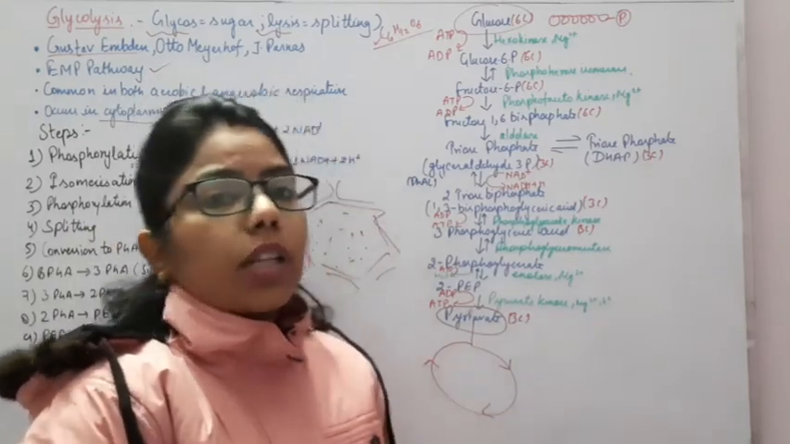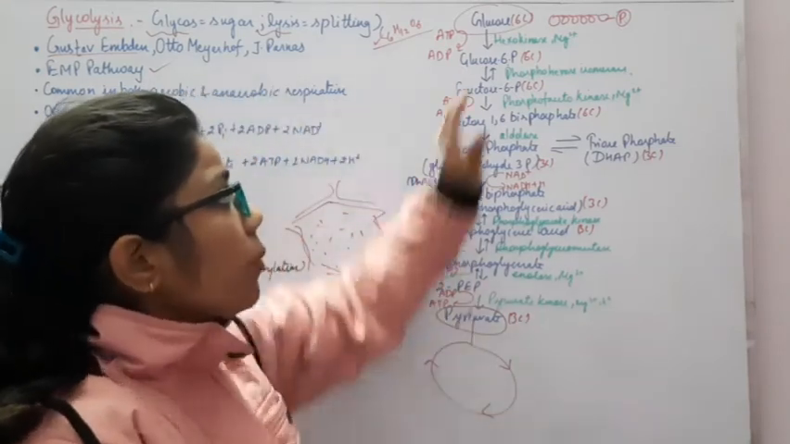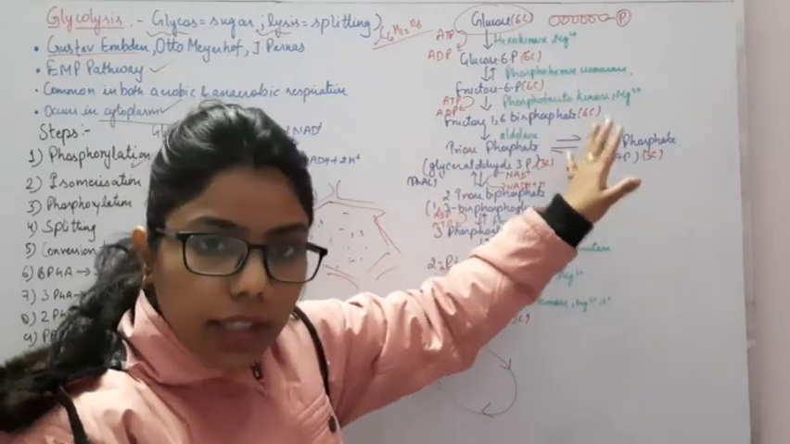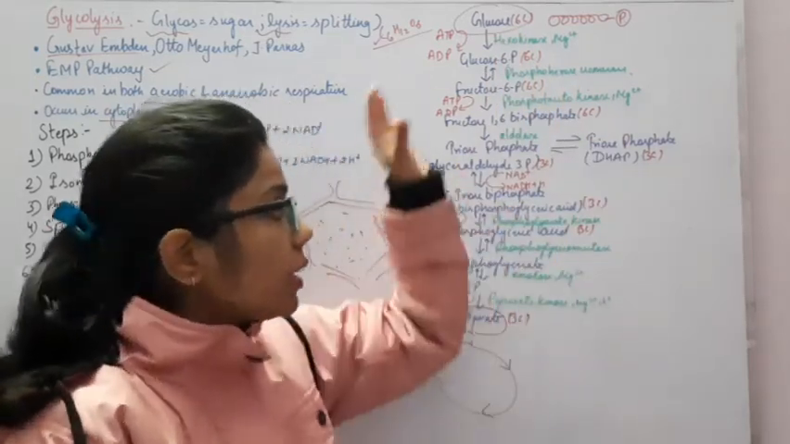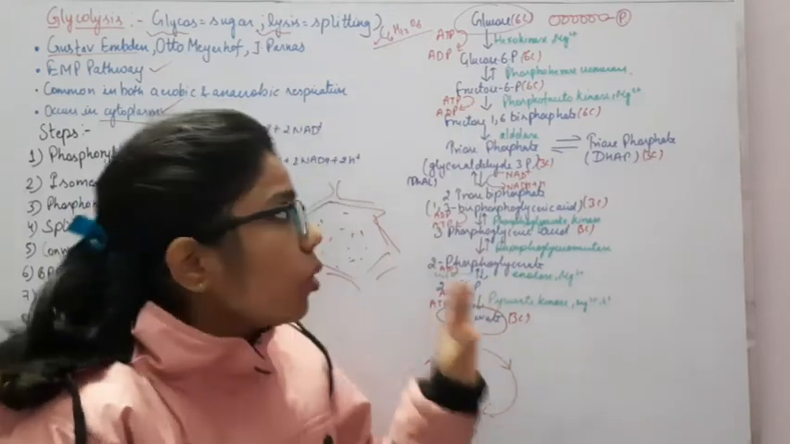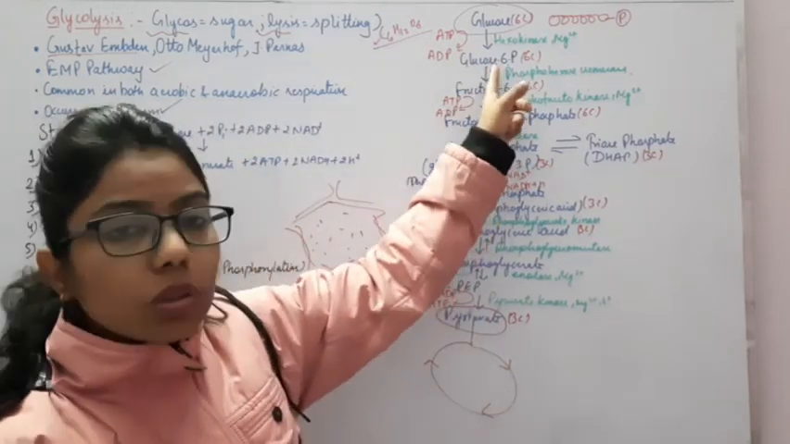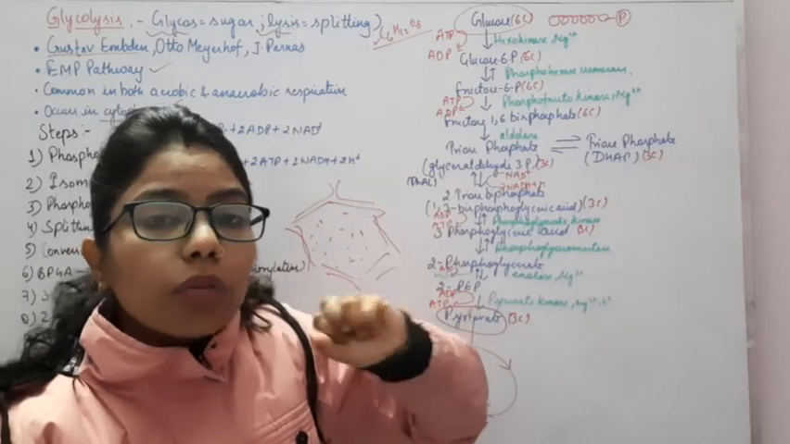And for this phosphorylation, what am I using here? I am using the enzyme hexokinase. So this reaction has been done by the enzyme. How will the glucose change into glucose 6-phosphate? With the help of the phosphate.